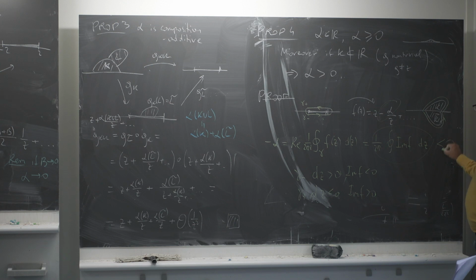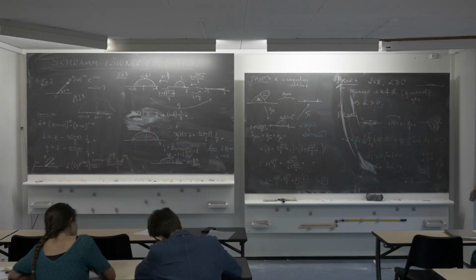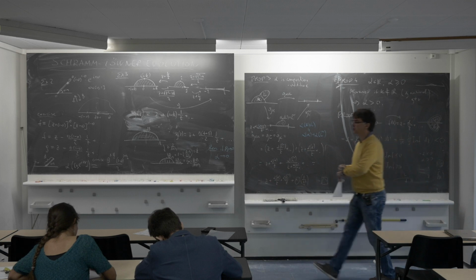So I get that this is strictly smaller than 0, meaning that minus alpha is smaller than 0, then alpha is bigger than 0. And when it's non-trivial, I get some non-trivial integral. So capacity is indeed positive.